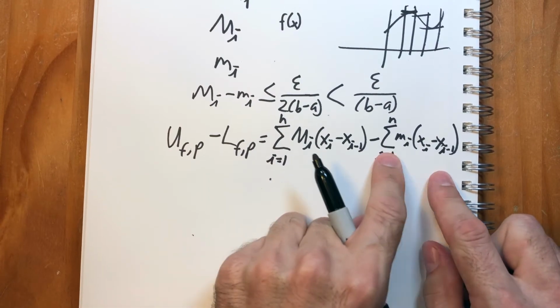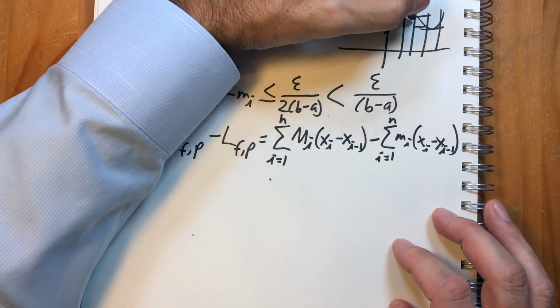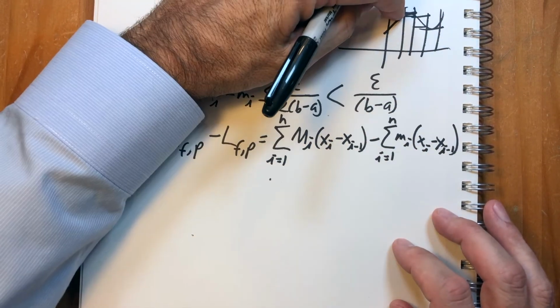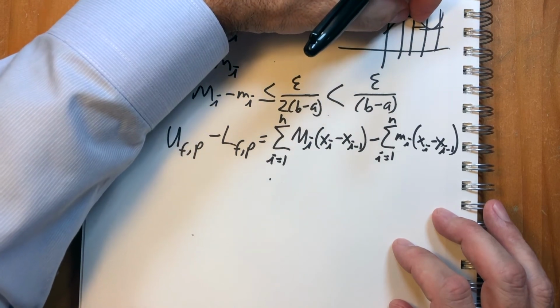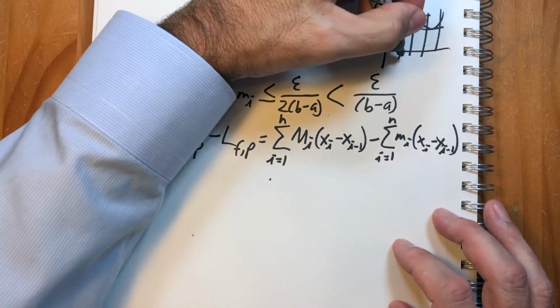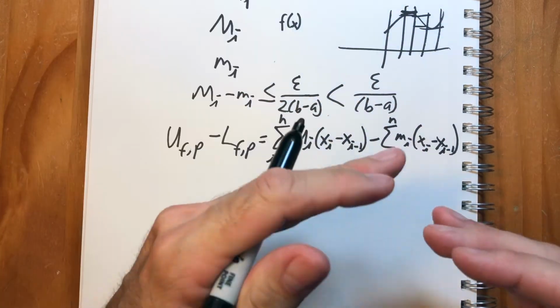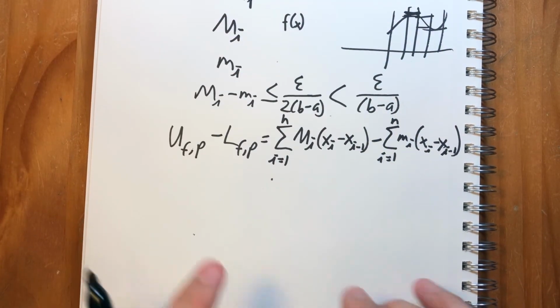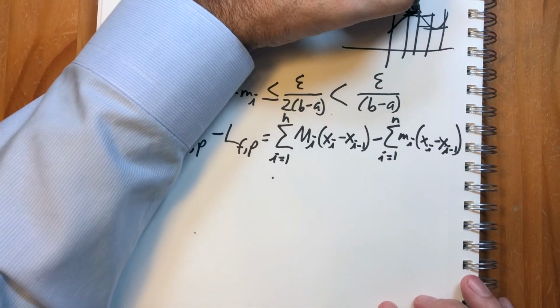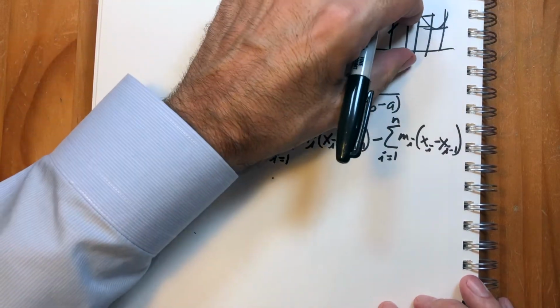And then this is the lower sum. This is the infimum of f of x in the slice times the width of the slice, which gives you the area of the box inside the curve. So that's all that is. So it's just the bigger sum minus the smaller sum.